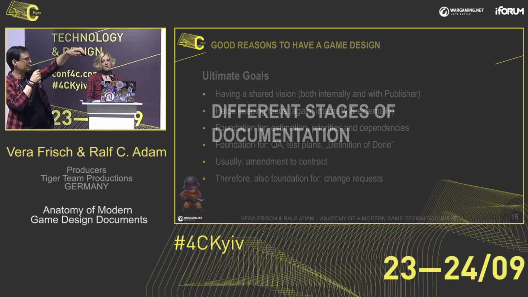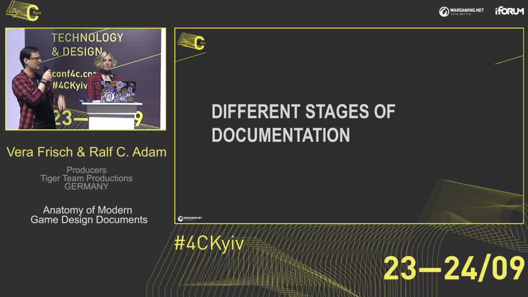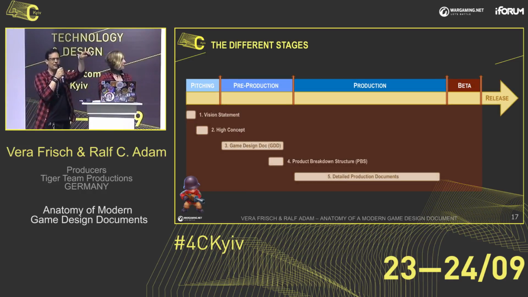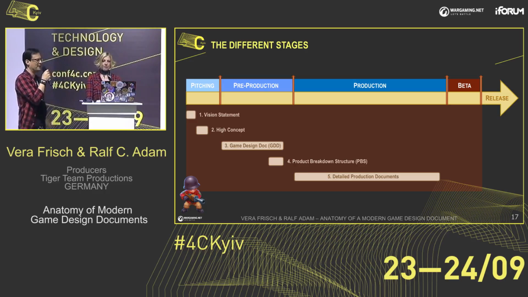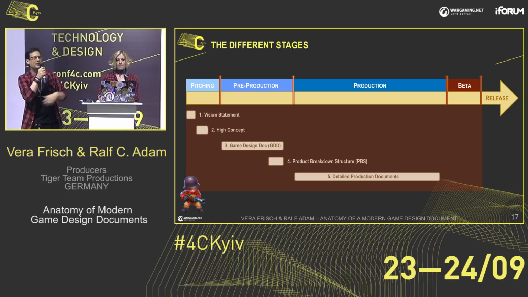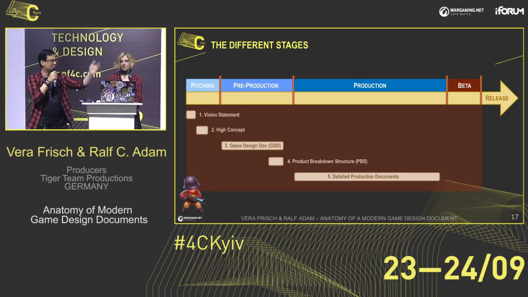So let's dive deeper into it, and first of all look into the different stages of documentation. When do you have what kind of design document in production? You see here we made a life cycle of a typical game production. If you're doing mobile, it would not be beta, but maybe soft launch 1, soft launch 2. Nevertheless, in the end it's the same.